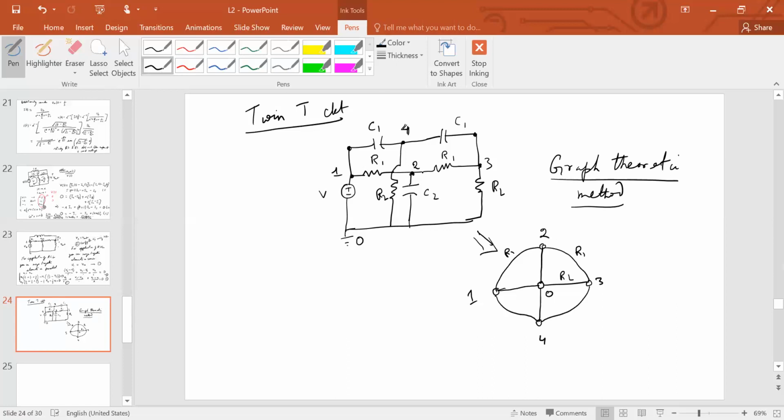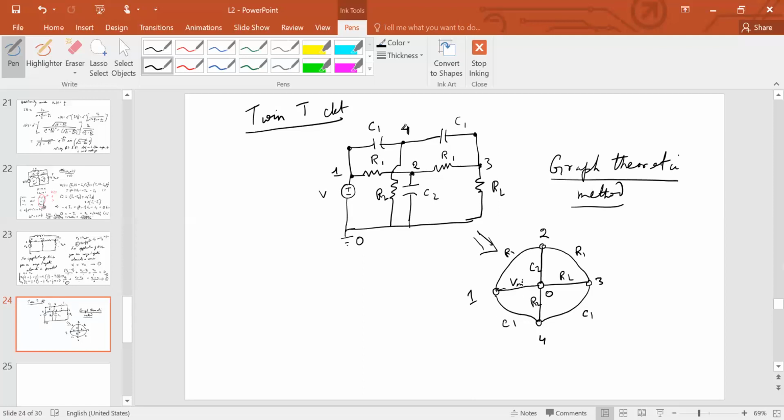Between 2 and 0, you can see this is just the capacitance C2. Between 0 and 4, you have R2. Between 1 and 4, we have C1, and between 4 and 3, you have C1 again, right? So you can now clearly see the T structures here, right? R1, R1, C2, C1, C1, R2, and then this load here, right? And between 0 and 1, you have the voltage source. So this is the V in.